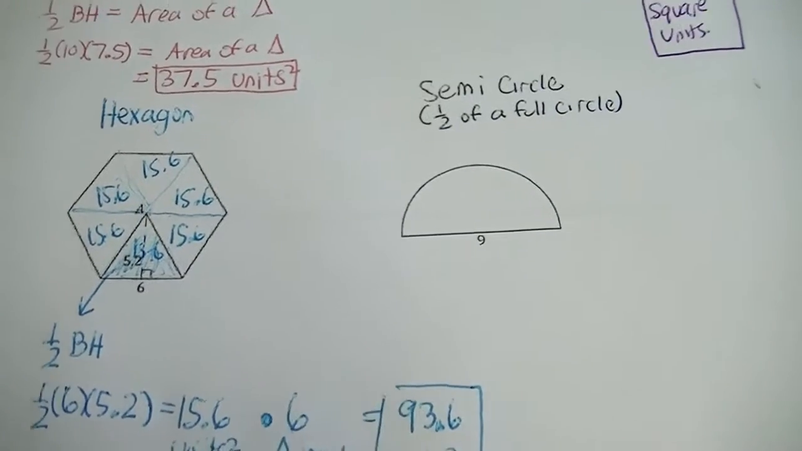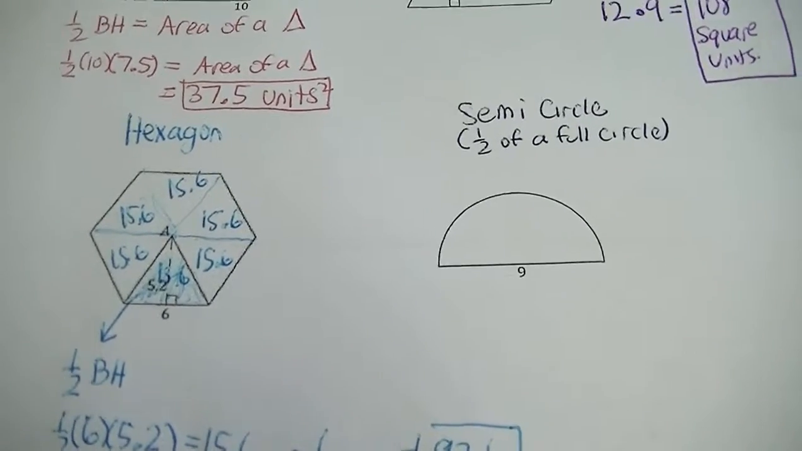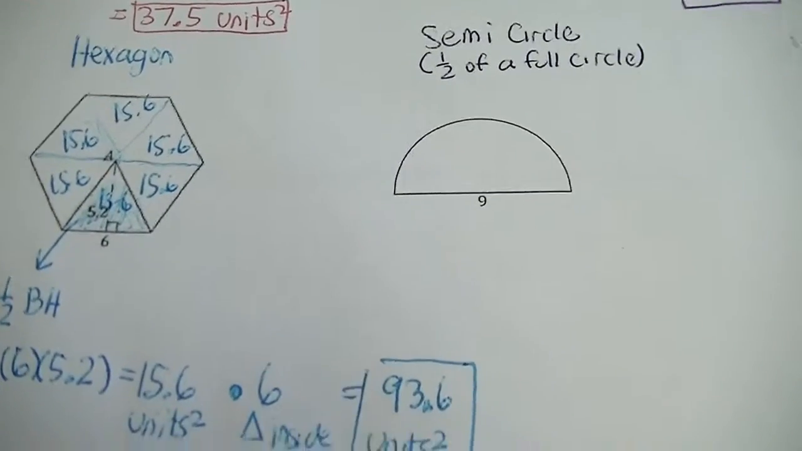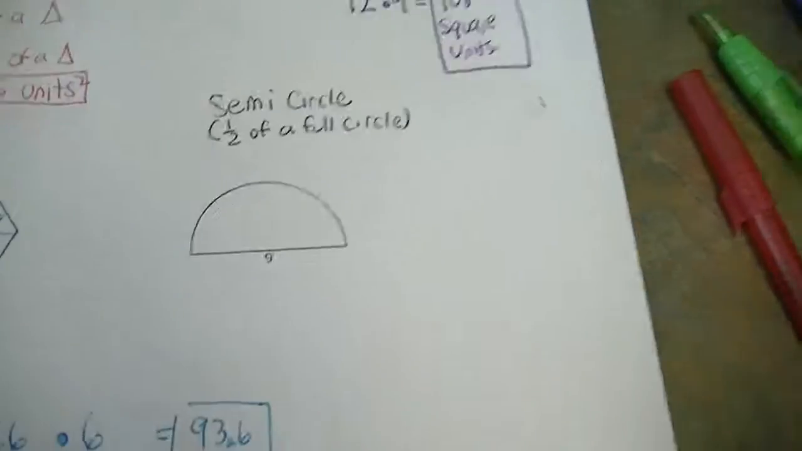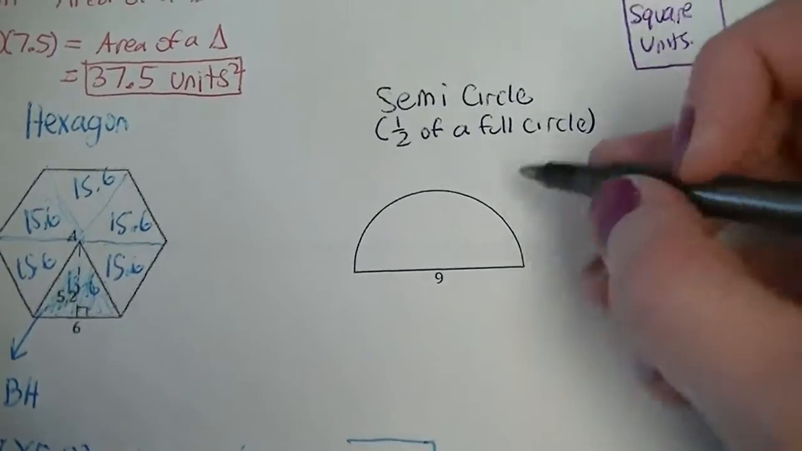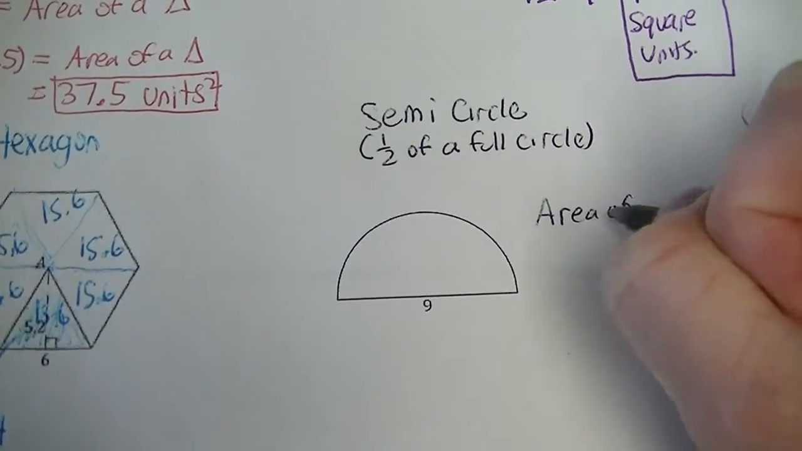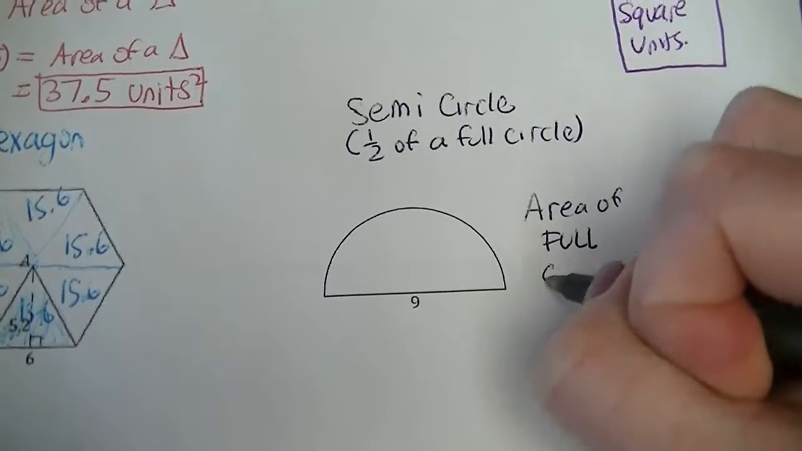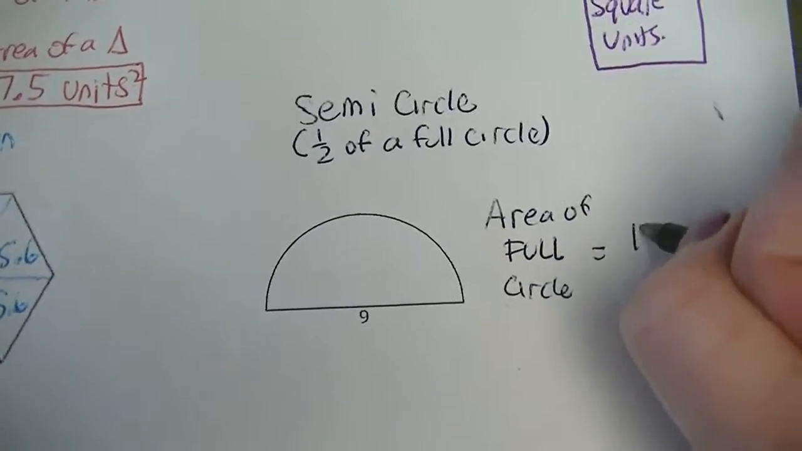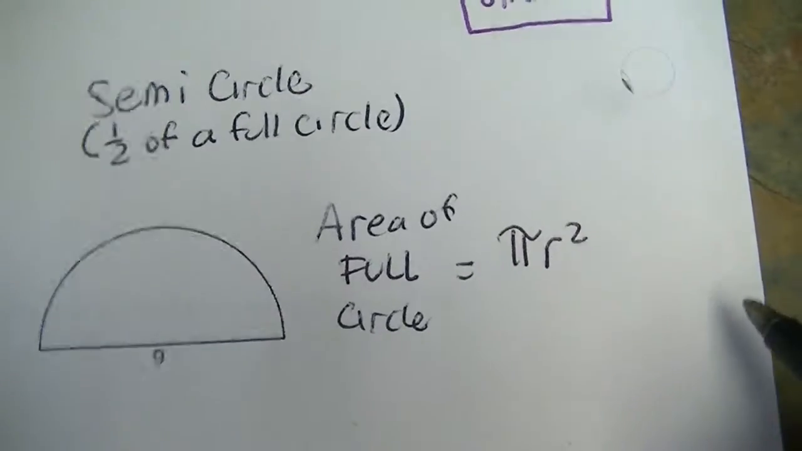Now the next problem, we need to find the area of the semicircle. And since a semicircle is half of a full circle, I'm going to think, gosh, what I do know is I know the area of a full circle. The area of a full circle is pi times radius squared. Pi times radius squared, okay? Or you can do pi times radius times radius.